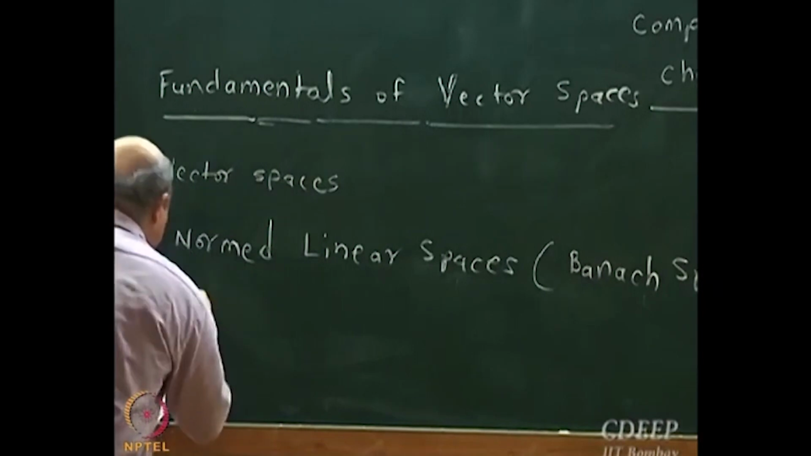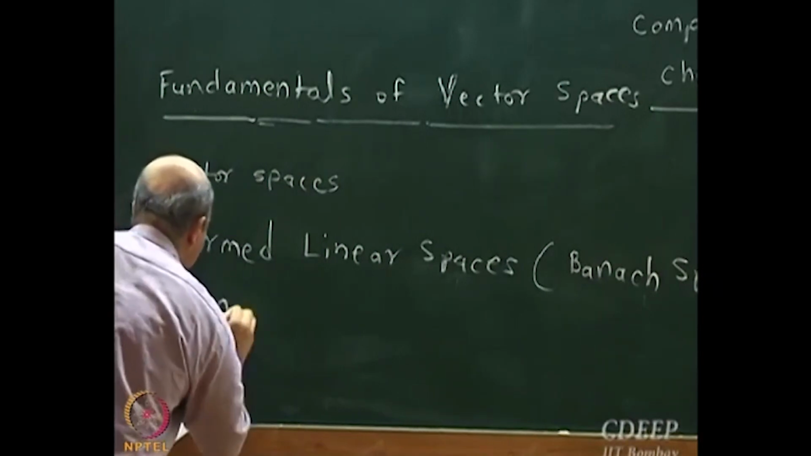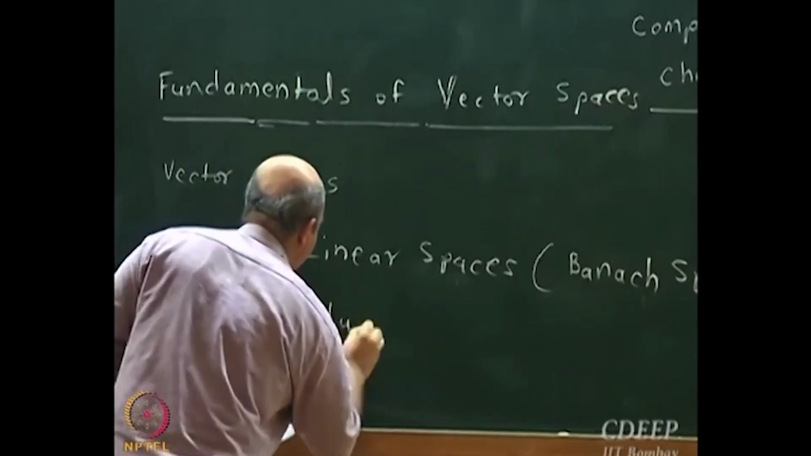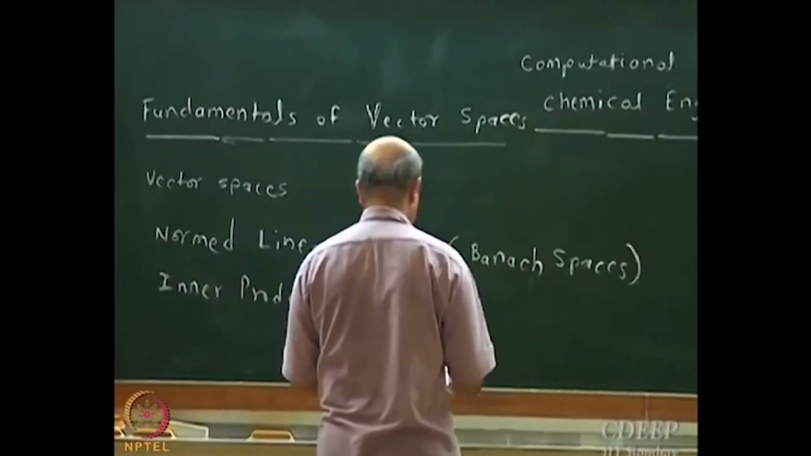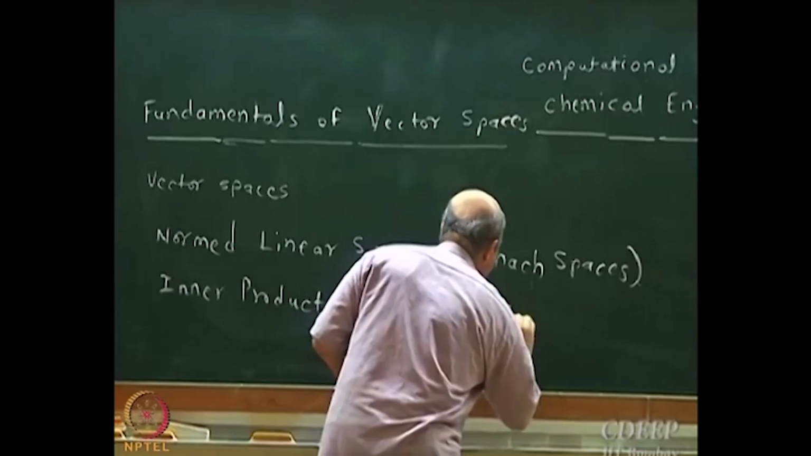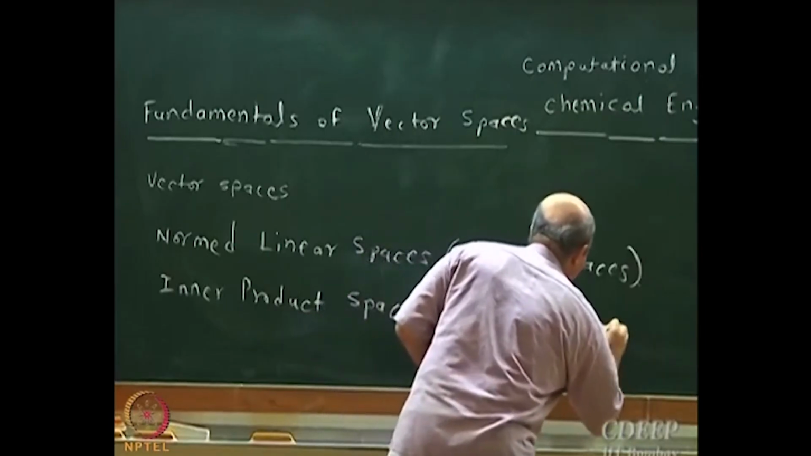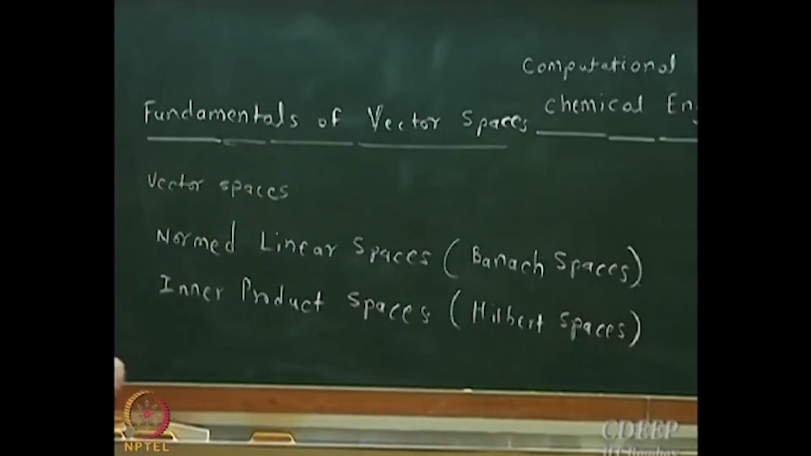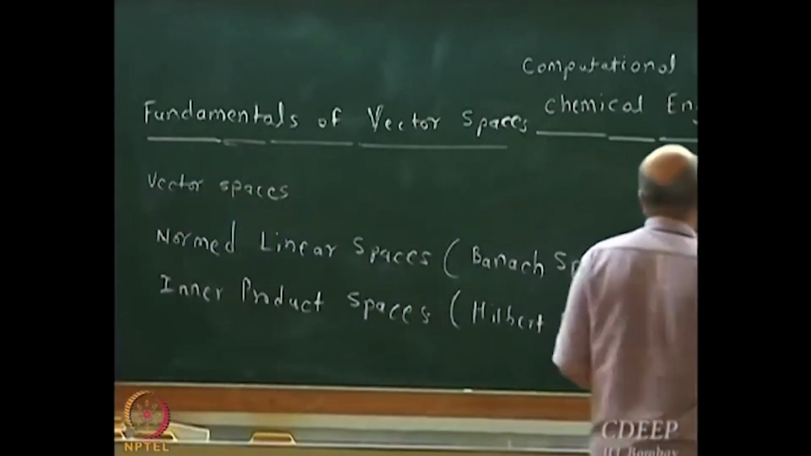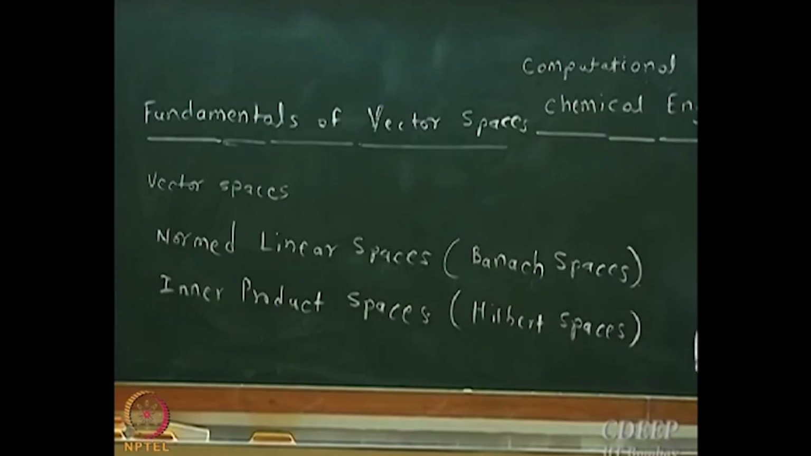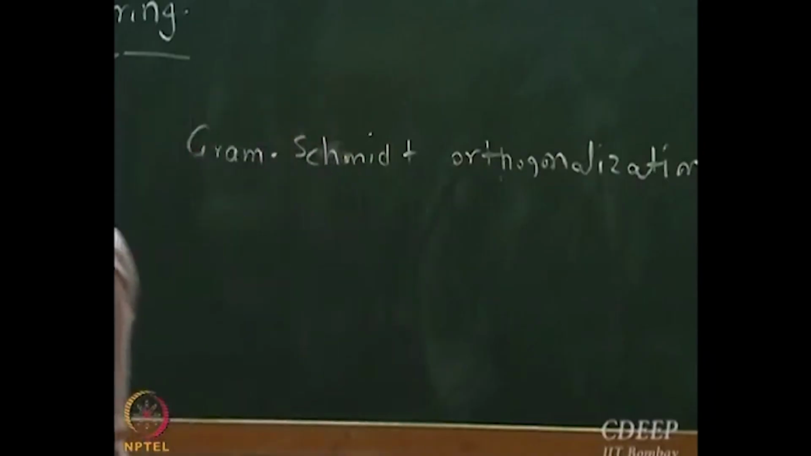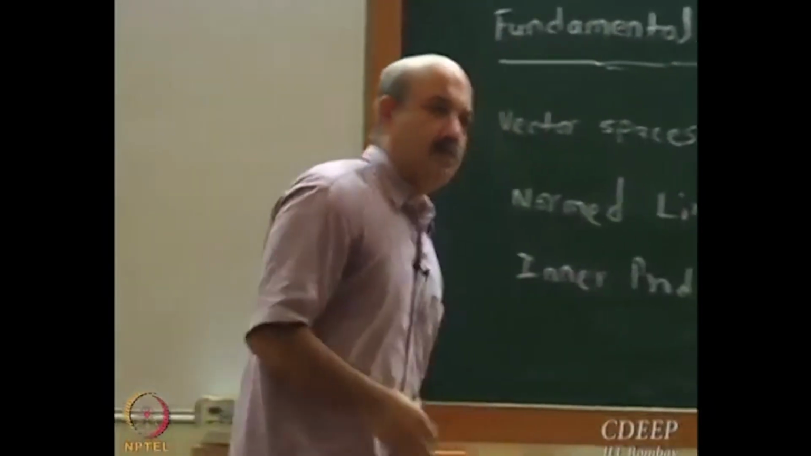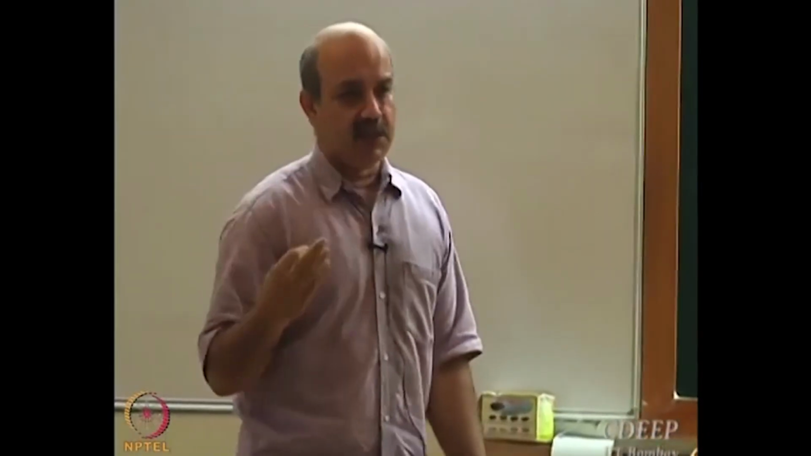Then we have inner product spaces, and we'll also touch upon Hilbert spaces. So these are named after some of the famous mathematicians. And then we look at the Gram-Schmidt process in the end, Gram-Schmidt orthogonalization. So these are the four sub areas which I intend to cover. Now, the Gram-Schmidt process as applied to any general vector space.